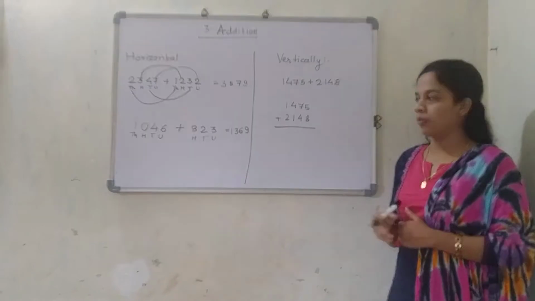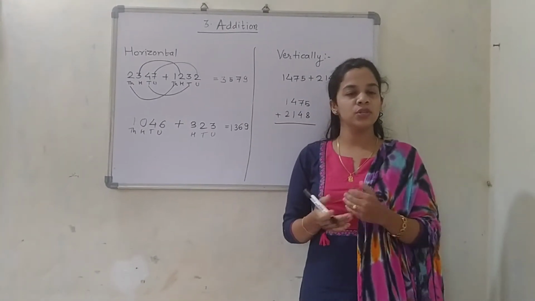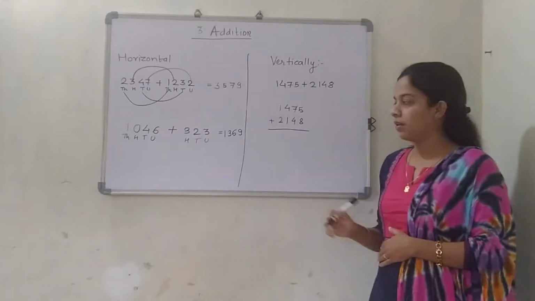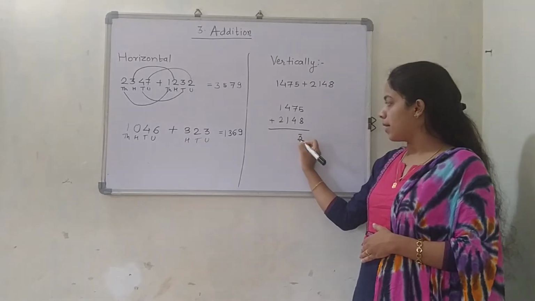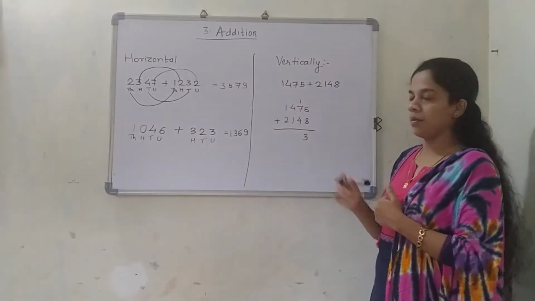Now just check near the board. 5 plus 8. What is the addition of 5 plus 8? Just count and tell me. Yes, the addition of 5 plus 8 is 13. Always remember, 3 I am going to write over here, and the 1 is getting carried forward and it is added on the next number.